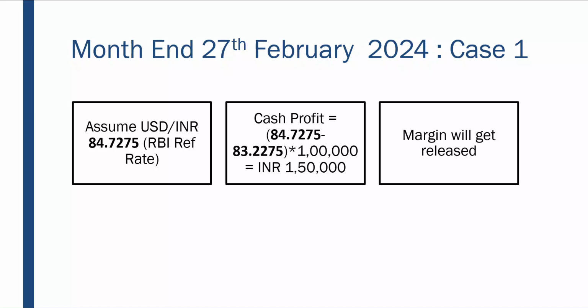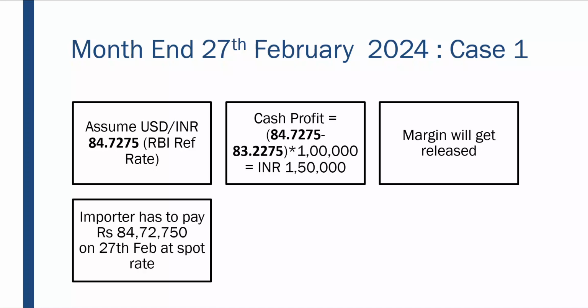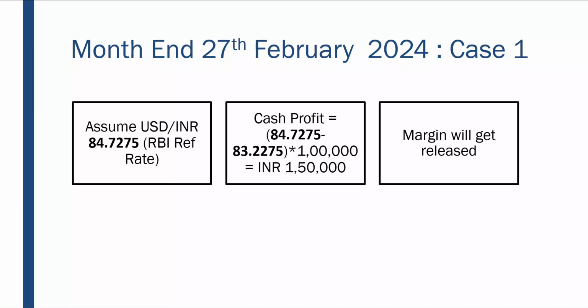The margin will get released. On 27th of February, first thing will happen. Whatever margin I paid, I'll get that money back. Okay. Now, that money I'll get back, and also 1,50,000 rupees. The seller is going to pay me 1,50,000. I'm going to get 1,50,000.